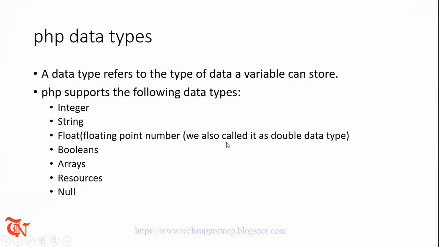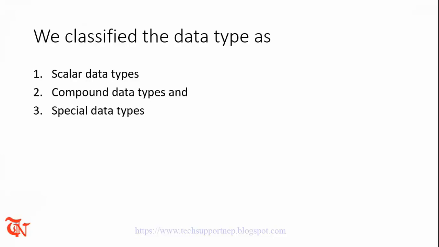Now, what are the PHP data types? A data type refers to the type of data a variable can store. PHP supports the following data types: integer, string, float. A float data type means a number which has a decimal portion; we also call the floating data type a double data type. Another one is boolean, and next are array, resource, and null. Further, we classify the data types as scalar data types, compound data types, and special data types.